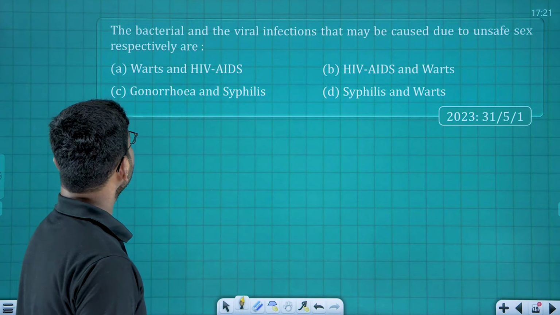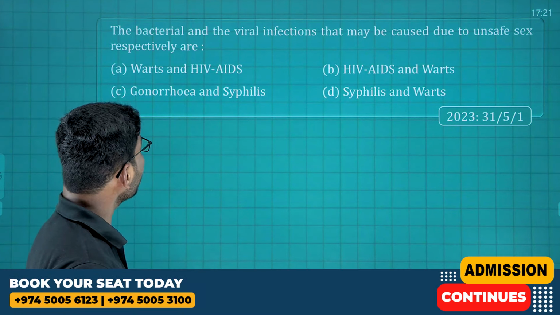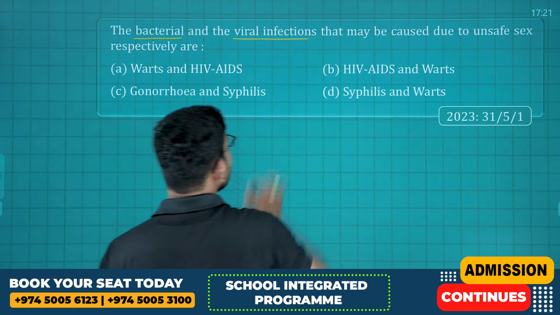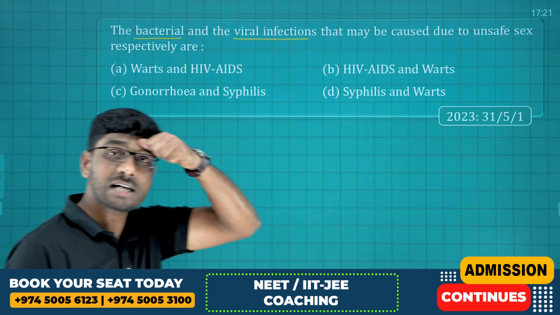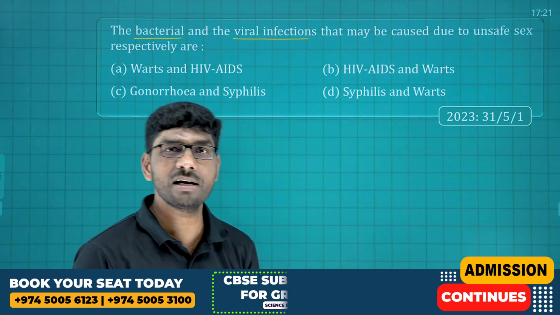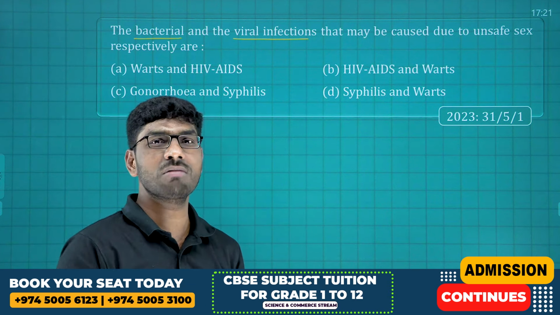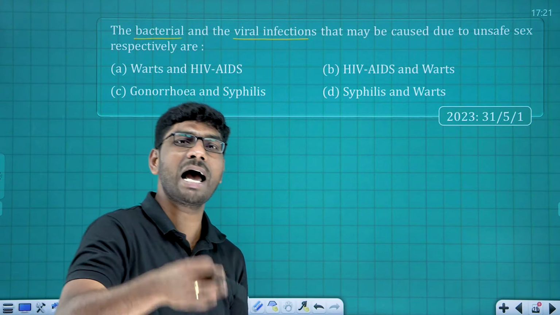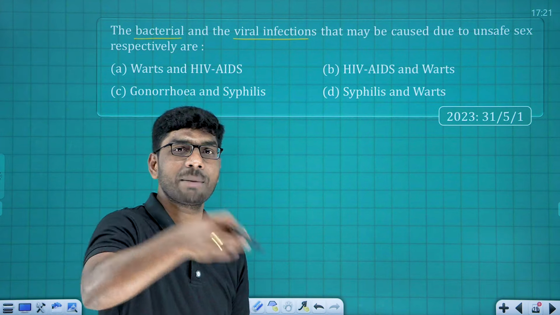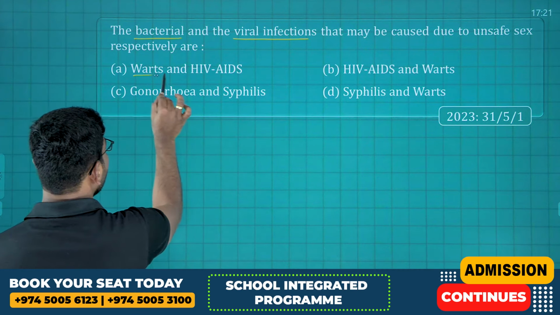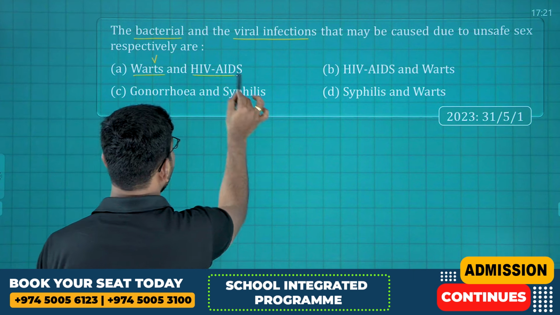2023. The bacterial and viral infection they are asking. One is bacterial, one is viral, venereal diseases they are asking. STD, sexually transmitted diseases, venereal diseases. This is also known as reproductive tract infections, RTI. Look here. One is called bacteria. Warts is a virus. And HIV also a virus.